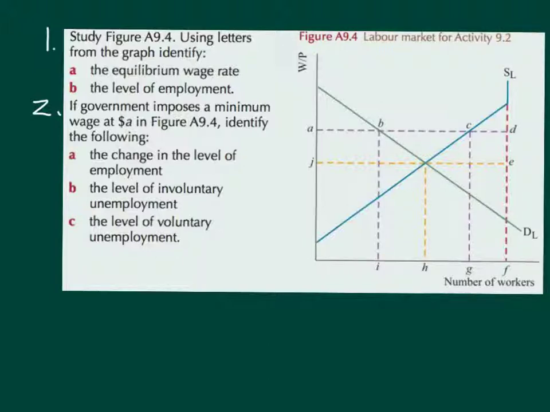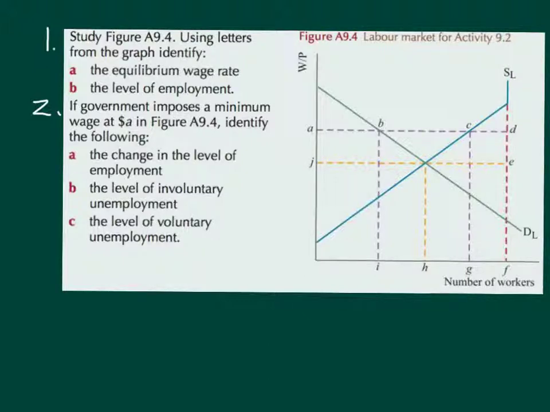Now, looking at the second question, if the government imposes a minimum wage rate at A up here, the level of employment actually falls from H to I. The level of involuntary unemployment goes from nothing at equilibrium to IG. That's the quantity there. And the level of voluntary unemployment, which used to be all this area HF, has now decreased to GF.